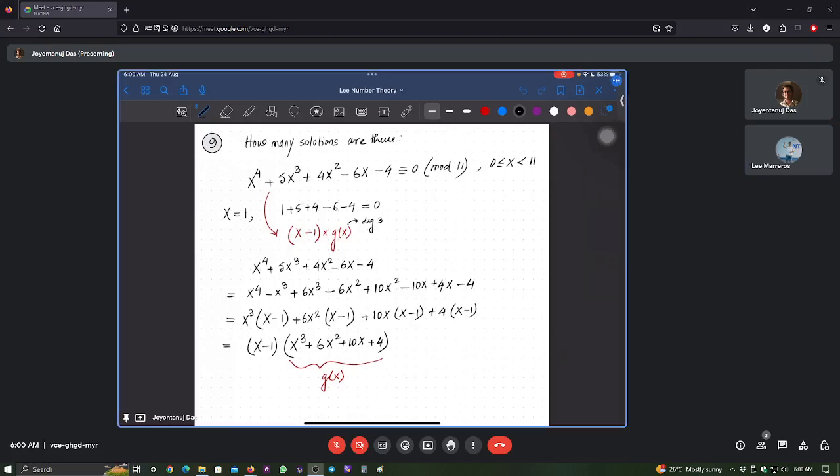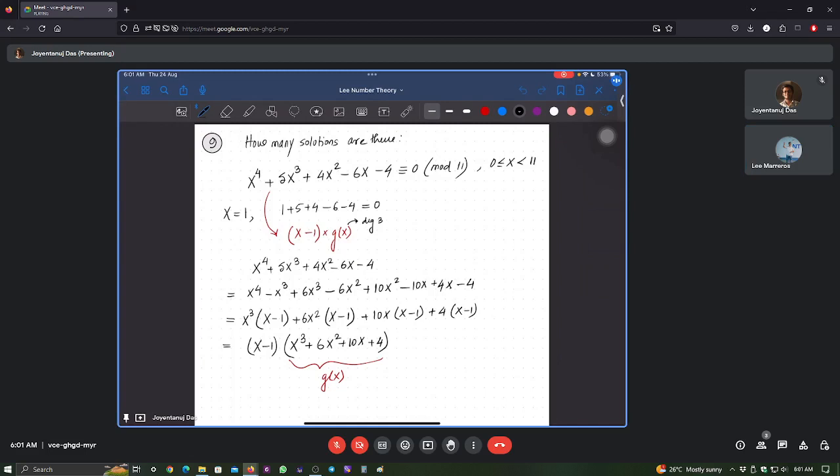So we started with this problem, right? This equation we have has degree 4. This polynomial we have, and we have to find how many solutions there are mod 11. So the first aim was to find the roots of the equation, right?